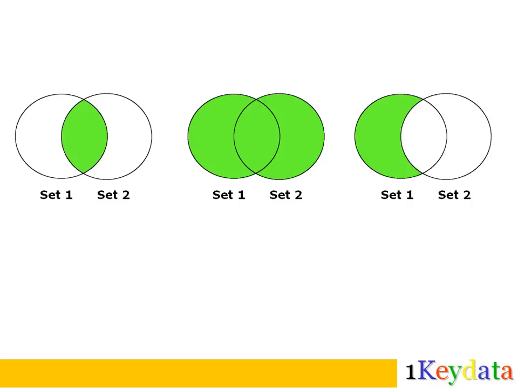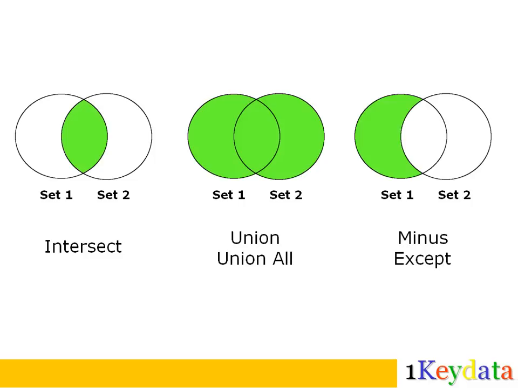Each of the three ways has corresponding commands in SQL. The first is achieved via the intersect command. The second is achieved via the union or union all command. The third is achieved via the minus or except command.